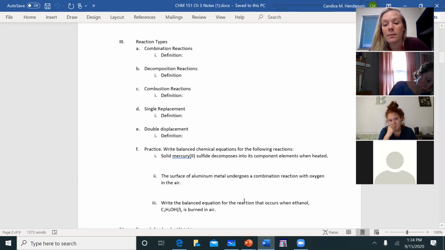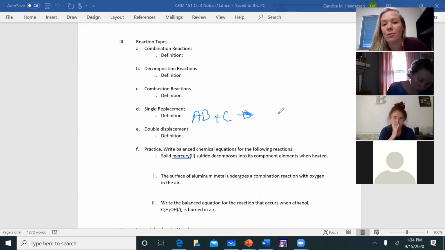So in a single displacement reaction, this is like the home wrecker situation. So we've got AB plus C, and C takes A from B. Okay, so now we end up with, we had AB plus C, and now we've got AC plus lonely B. Okay, so one of the original components in the compound gets booted and replaced with something else.